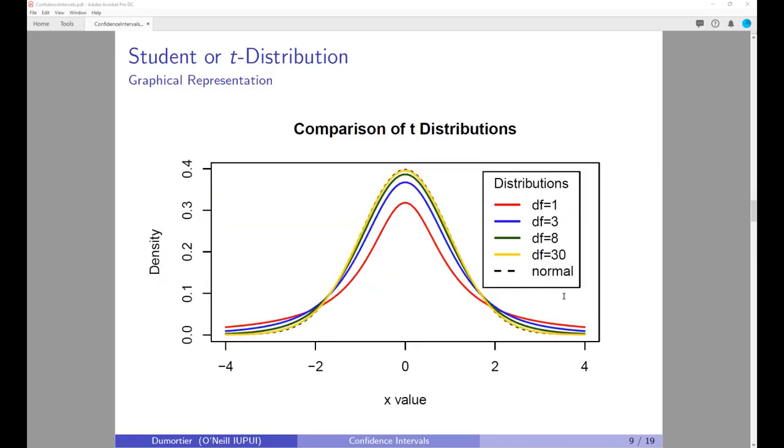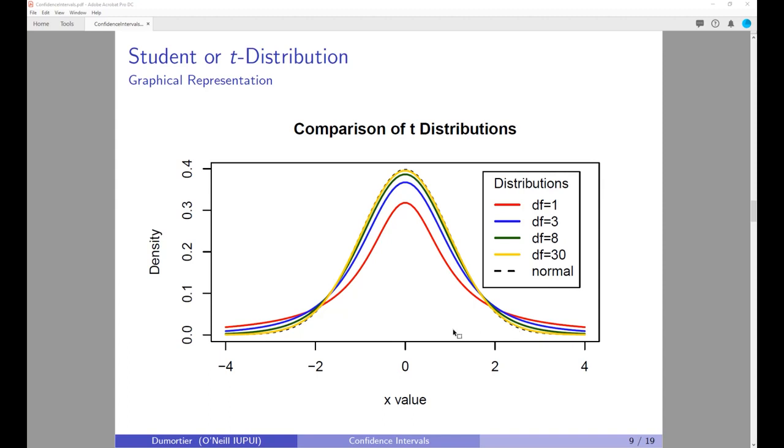Now, here I have a graphical representation of how the t-distribution compares to the normal distribution. Note that the normal distribution is the dotted line here, and you have the degrees of freedom, in this case very high, say 30. You see that it's very close to the normal distribution. However, if the degrees of freedom are very low, say 3 or even 1, then you see that the curve is slightly flatter, and you have more weight in the tails. Okay, so for a given value, you have more area in the tails than for the normal distribution.